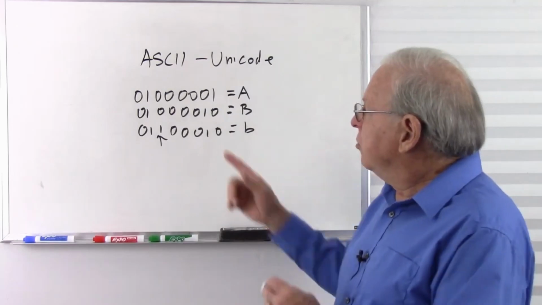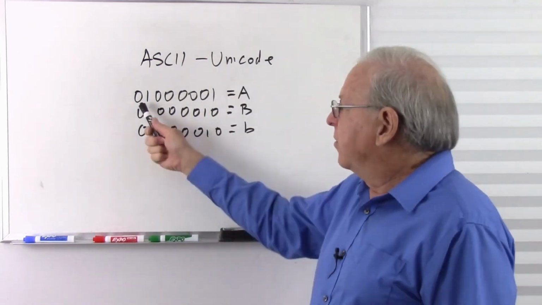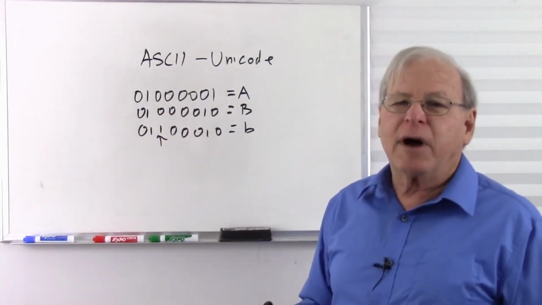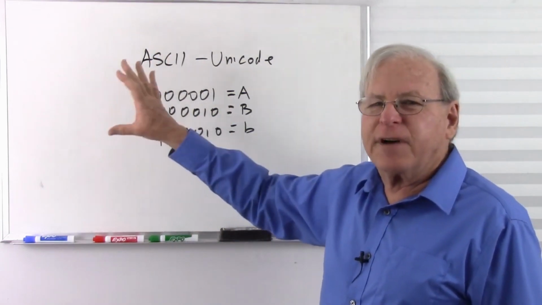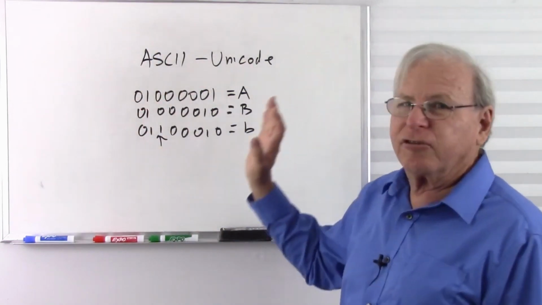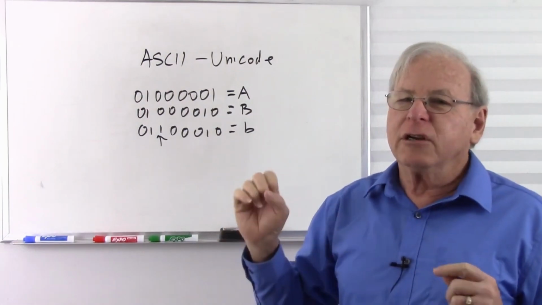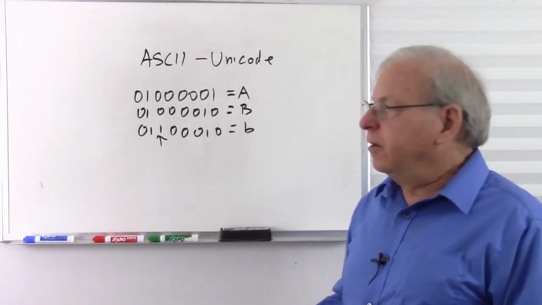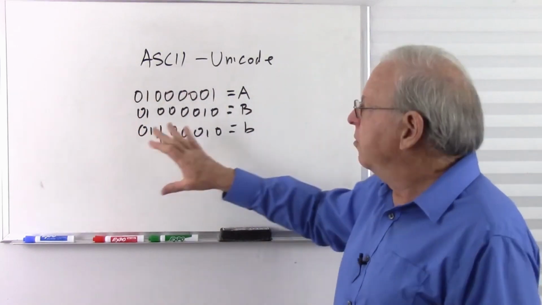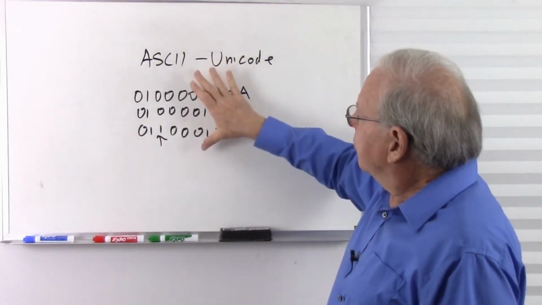The modern Unicode uses 16 bits. So with 8 bits, we can do 256 possible combinations. With 16 bits, we can have 65,536 possible combinations. So we have enough combinations to use almost any letter of any alphabet in the world that's worth putting onto a computer. So Unicode is based on ASCII.